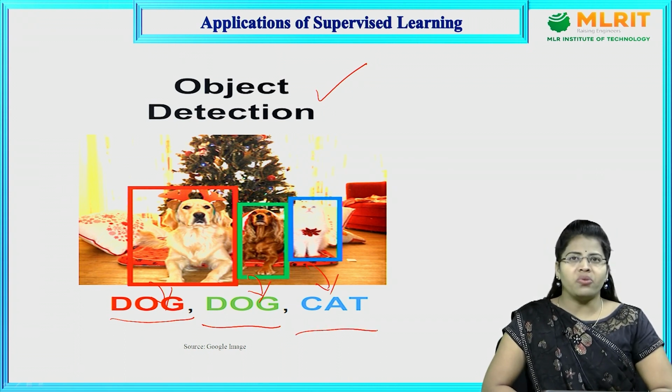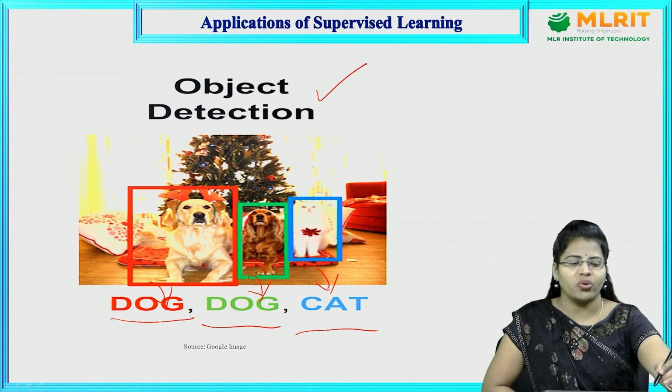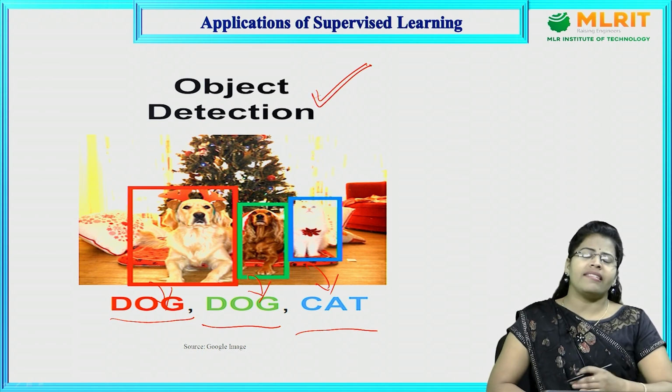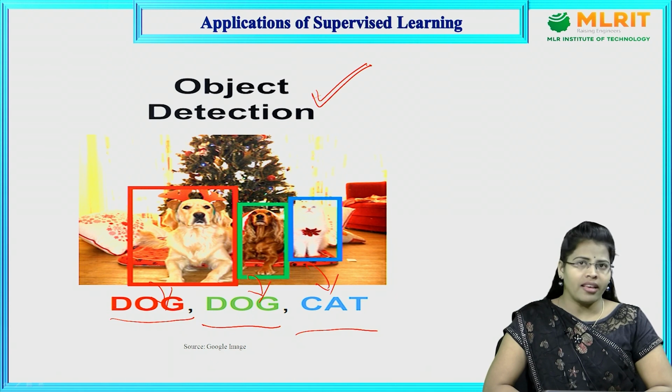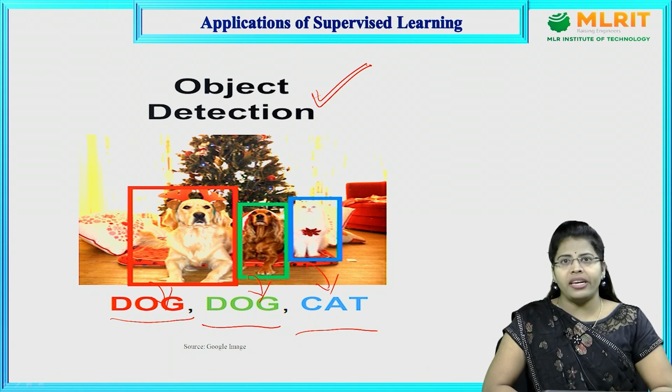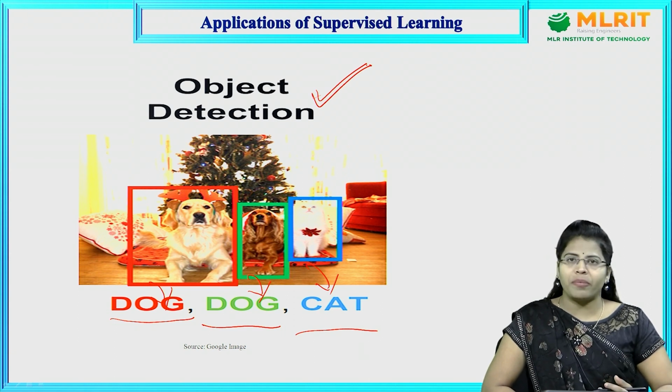We are going to use Raspberry Pi algorithms to detect the objects, and this is also used in self-driving cars, because in self-driving cars you need to detect objects like people walking on the road or any nearby vehicles. So for that purpose, object detection, one of the applications of supervised learning, is used.